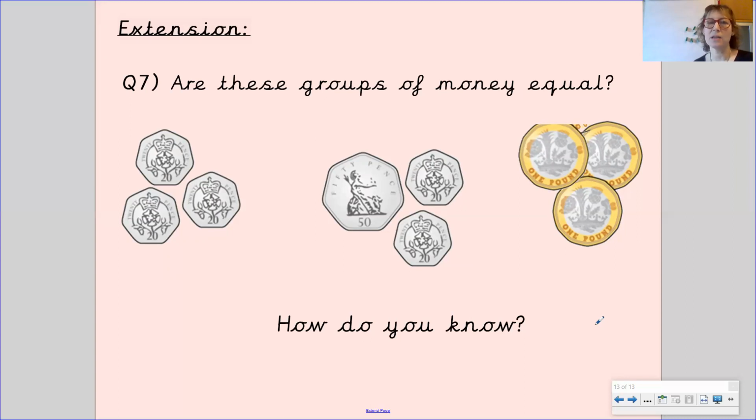So these last ones, the extensions, are normally reasoning questions where we have to do that explanation. It's not just good enough to say yes or no. How did you find your answer? Or what do you think?